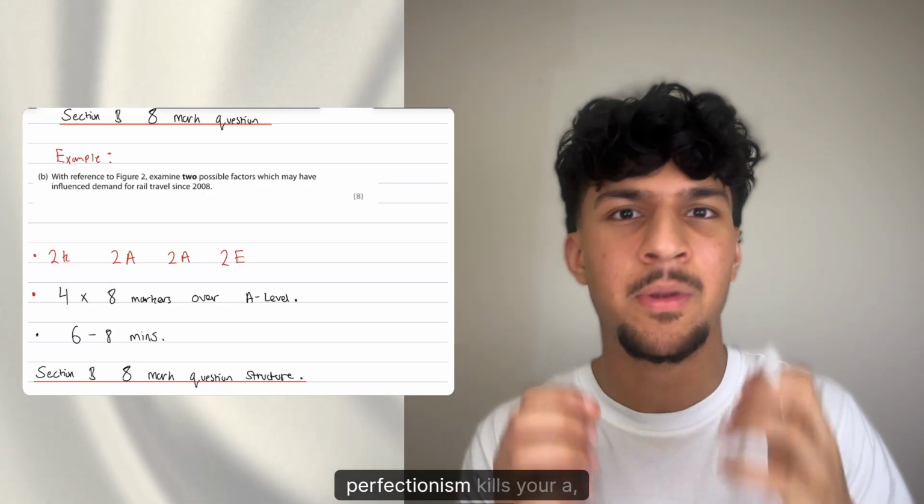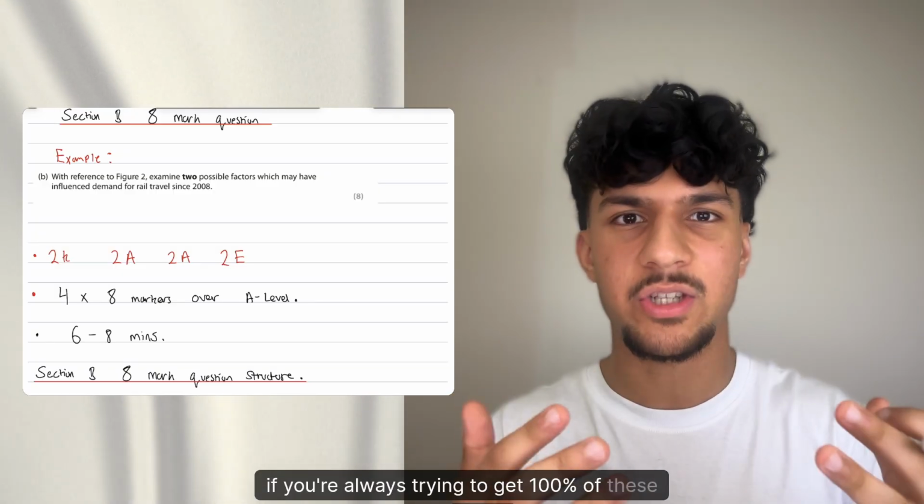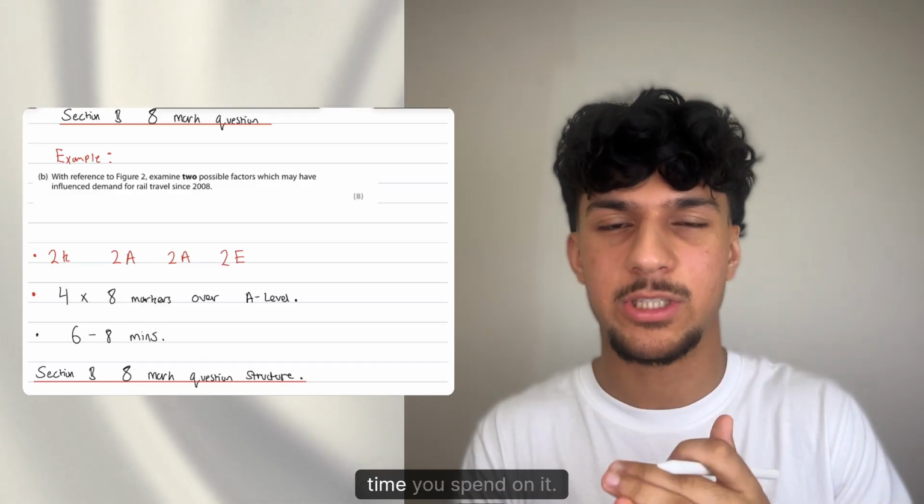Like I said, perfectionism kills your A-star, it kills your A or A-star, because if you're always trying to get 100% of these questions, there might be a year where the 8-marker is really difficult and it's not worth the amount of time you spend on it.